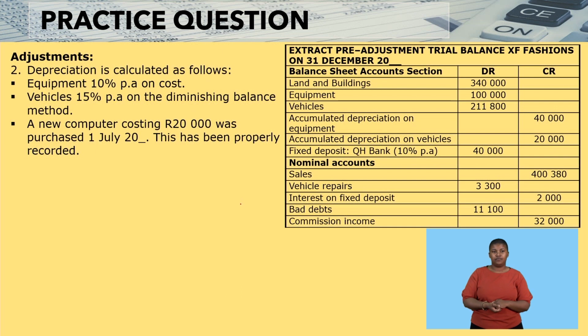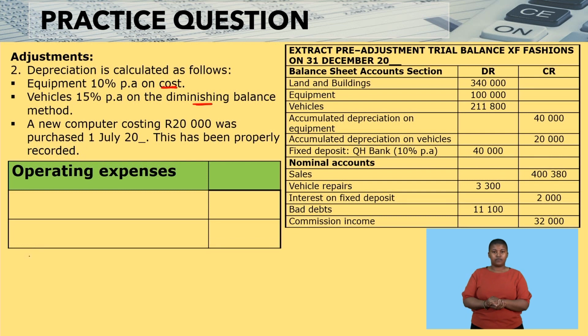Adjustment 2 then reads, depreciation is calculated as follows. Equipment at 10% on cost. Vehicles, 15% on the diminishing balance. A new computer costing 20,000 was purchased on 1 July. This has been properly recorded. Very important. The moment they tell us that this has been properly recorded, okay? We want to see, okay, this is where we're supposed to record our amounts. So we need to calculate depreciation.